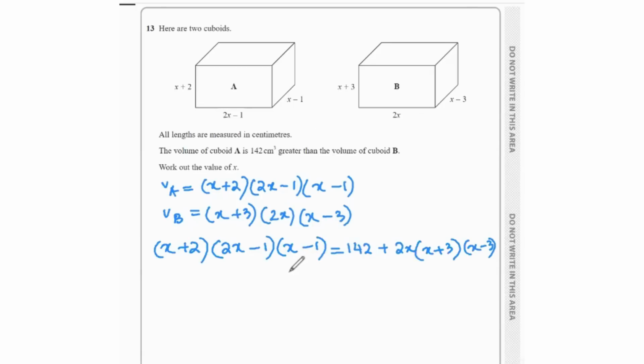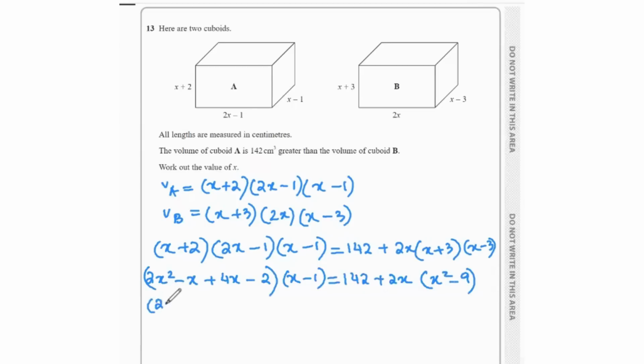Now, let's expand the triple brackets on both sides. So (x plus 2) times (2x minus 1), let's expand that first. So that's 2x squared minus x plus 4x minus 2, bracket x minus 1 equals 142 plus 2x times. Now, (x plus 3) times (x minus 3) is the expanded form of difference of perfect squares, which means we can rewrite that as x squared minus 9. Simple as that.